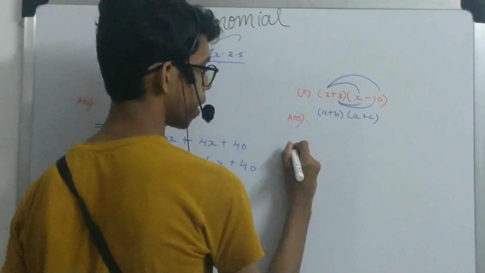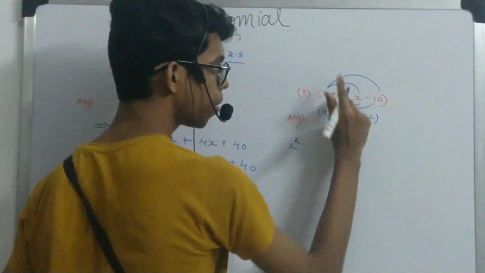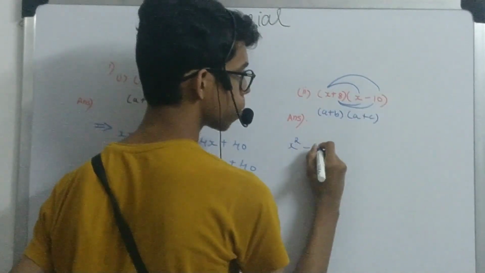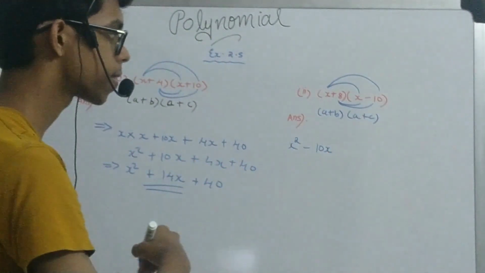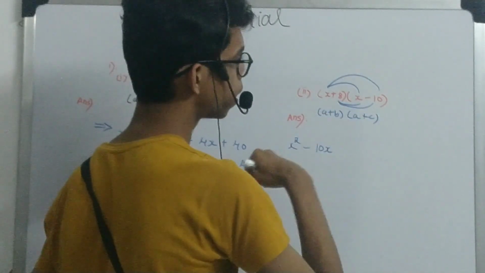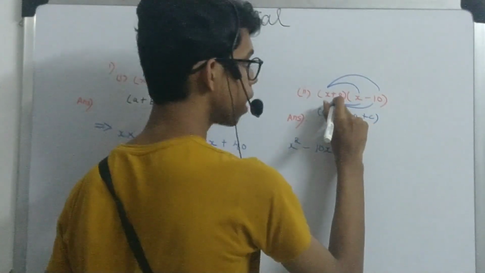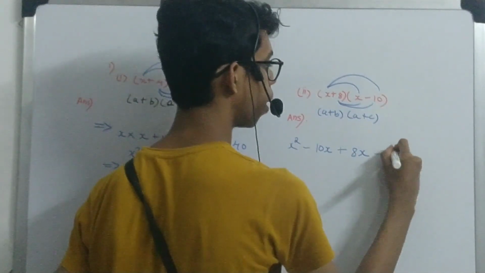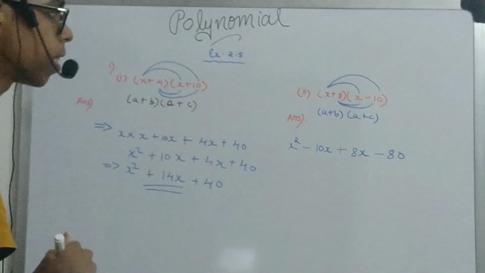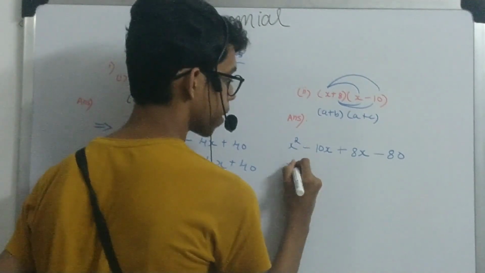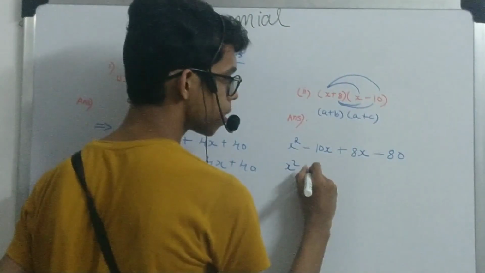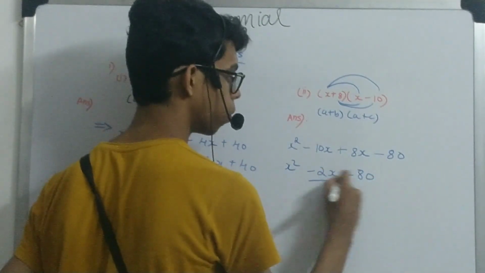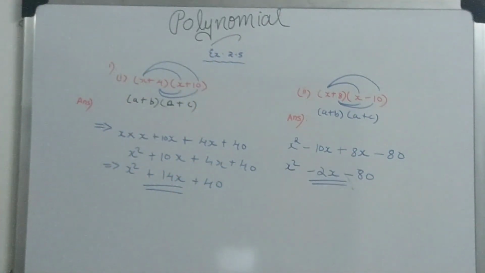So x into x is x square, then x into minus 10 is minus 10x. So x square minus 10x plus 8 into x, which is 8x, then 8 into minus 10 is minus 80, isn't it? So from here, x square minus 10x plus 8x is minus 2x, minus 80. So this is the final answer.